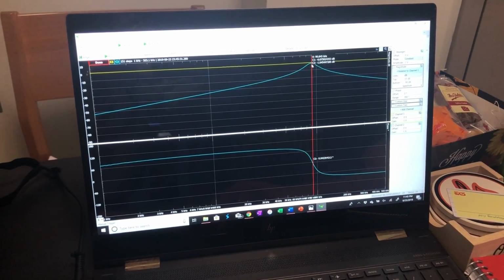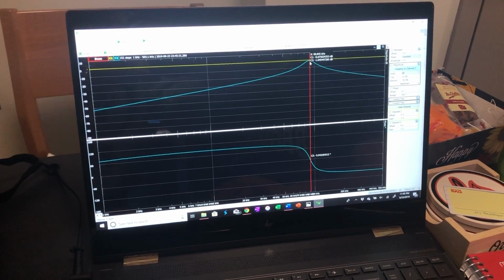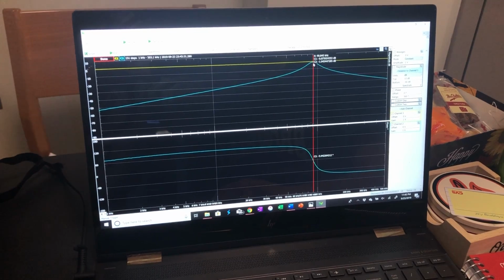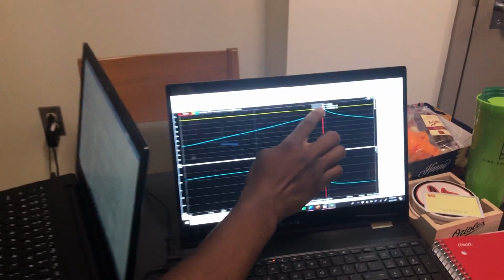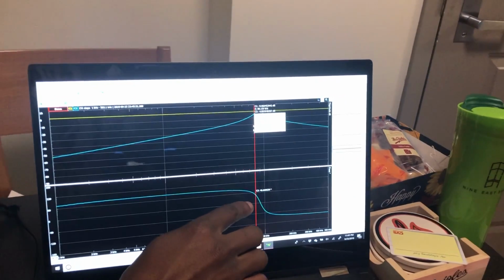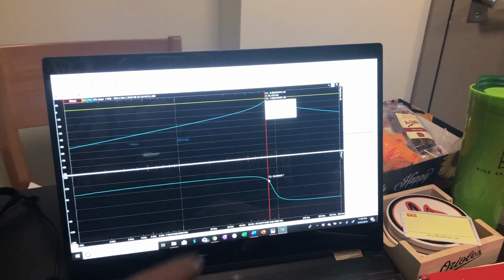So the resonant frequency is basically the frequency value where the impedance for the inductor and capacitor cancel out and all the impedance is real. So that's highlighted by this point here on our gain graph and at the inflection point on our phase graph.